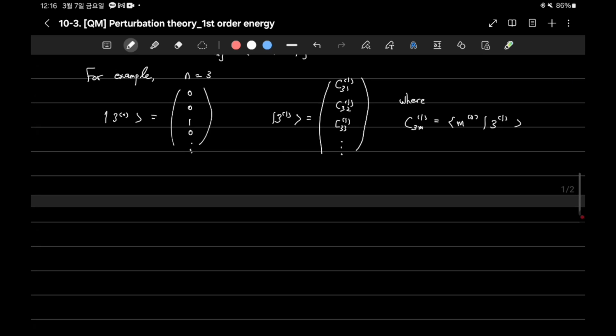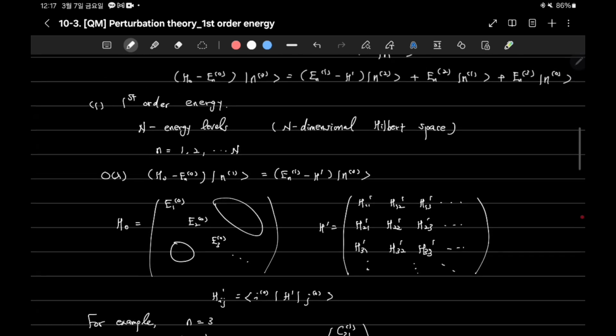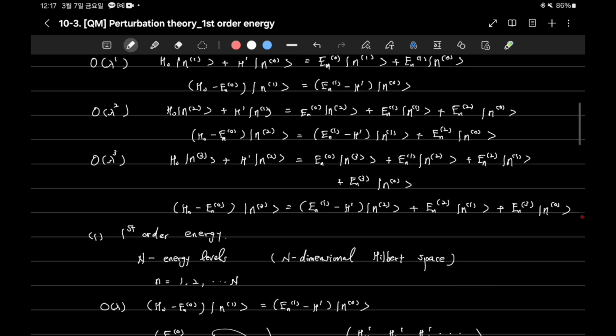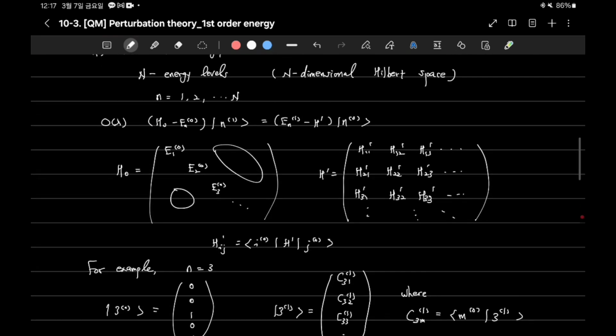It is natural that E30 is a known state, a known energy eigenvalue, but the first order energy is an unknown eigenvalue. And we should keep in mind that the initial energy eigenstate is this one, okay?